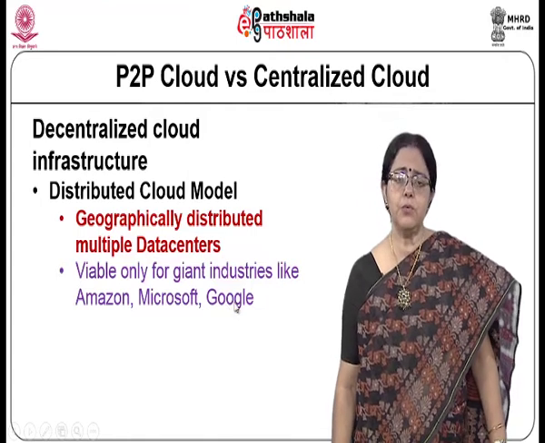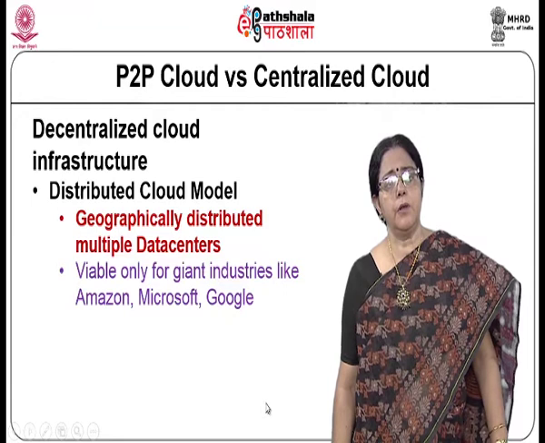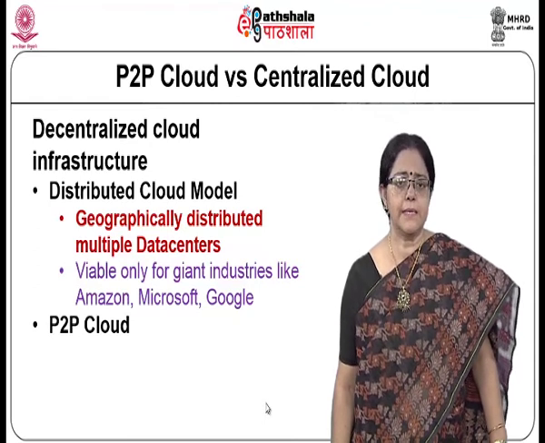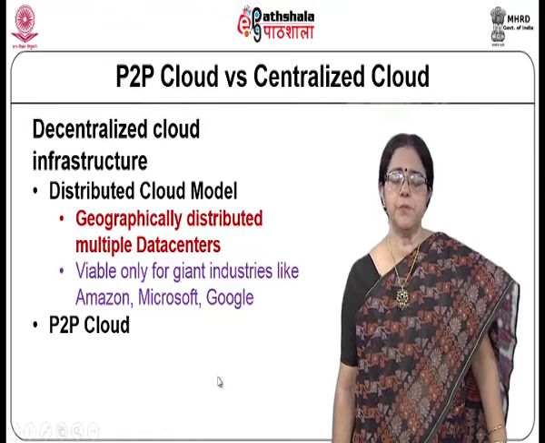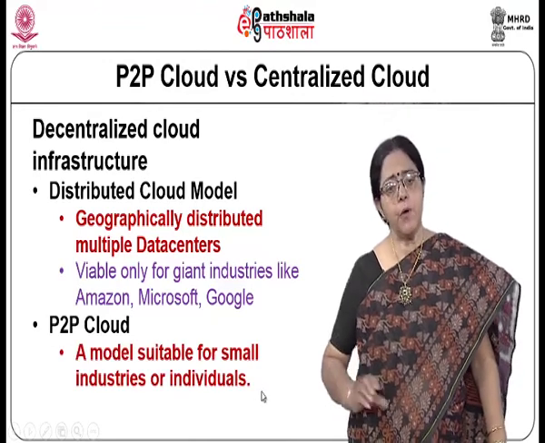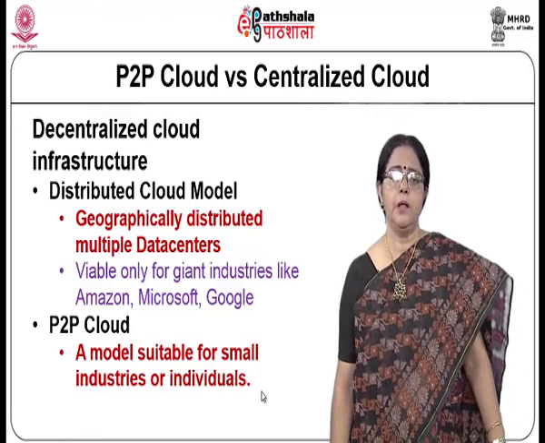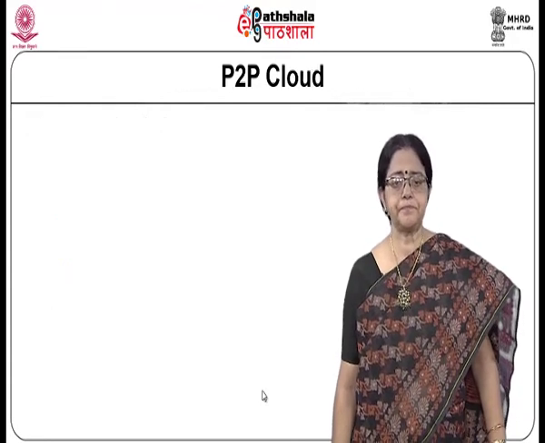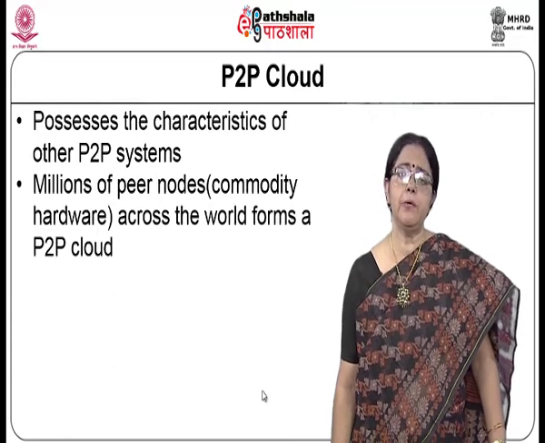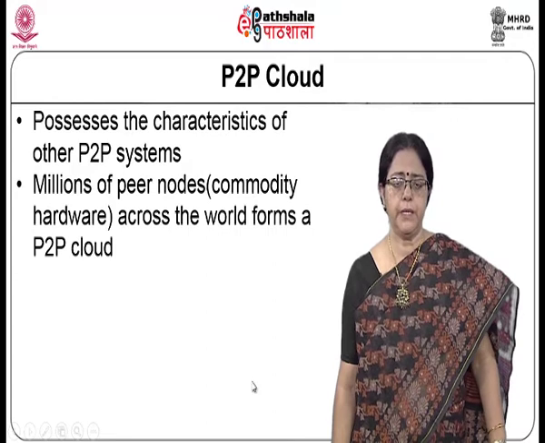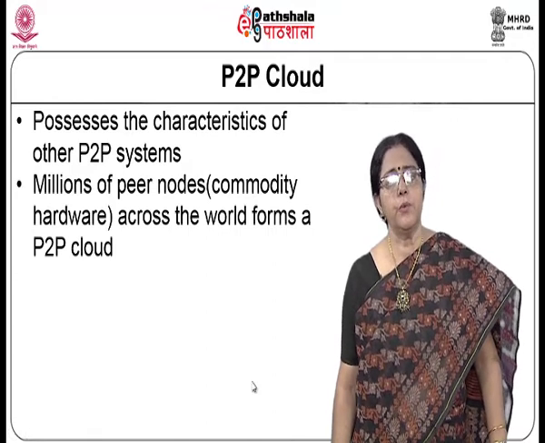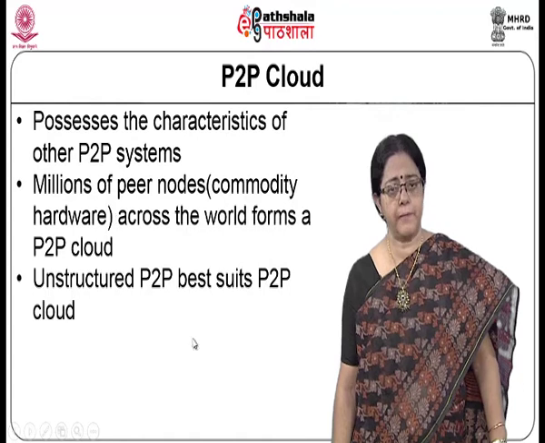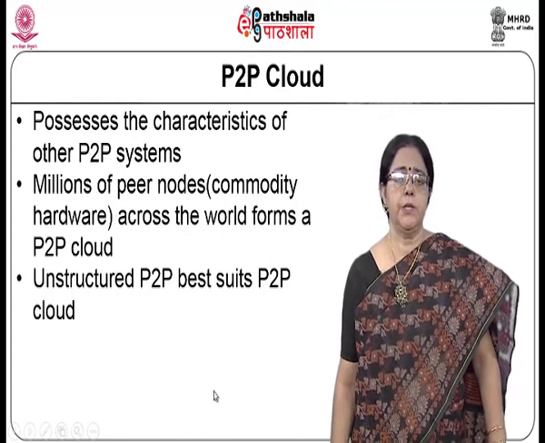One huge cloud is possible for one particular service provider who has a huge amount of money, but it is not possible for others. In a P2P cloud, small industries or individuals can create small data centers, and these data centers together can provide a cloud facility. So, a typical P2P cloud has all the characteristics of a P2P environment, and many peer nodes which are commodity hardware can be used for having a P2P cloud. It is unstructured in nature.